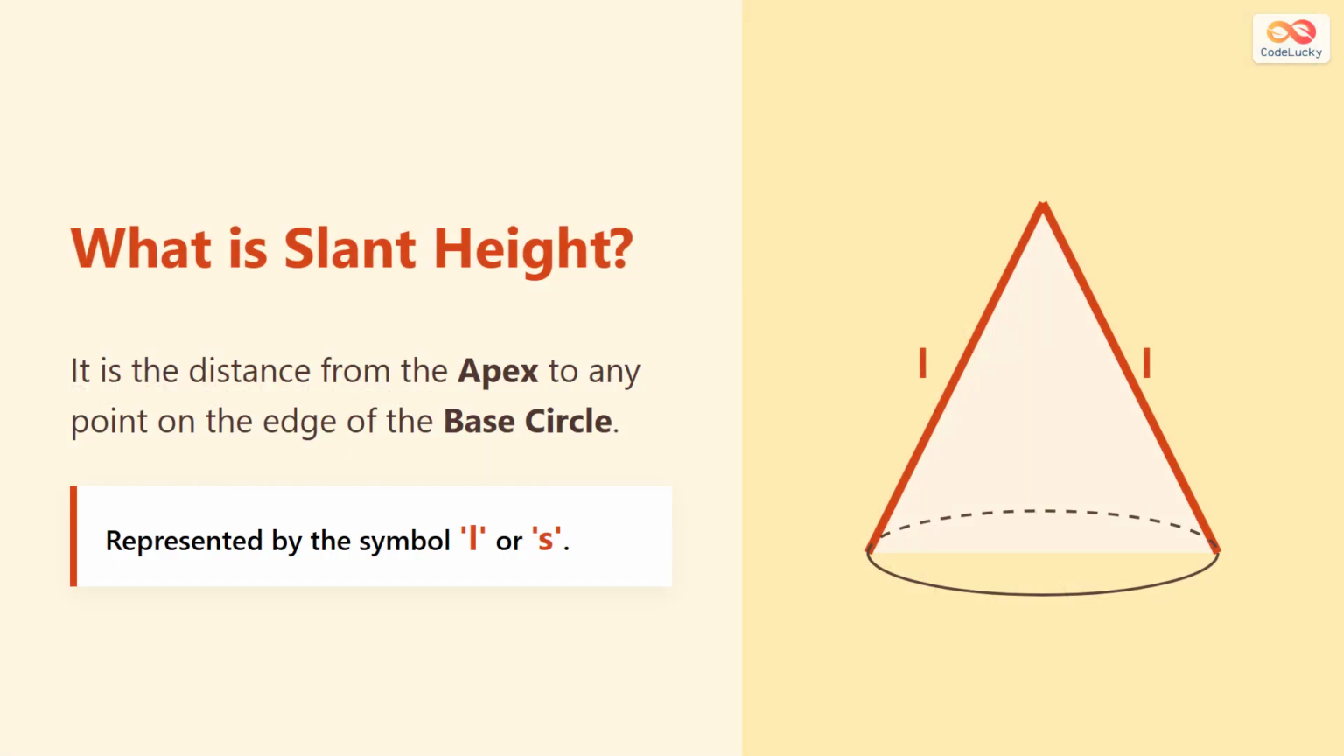So, what exactly is slant height? It is the distance measured along the outer curved surface, from the apex down to any point on the edge of the circular base. In mathematics, we usually represent this with the lowercase letter L.